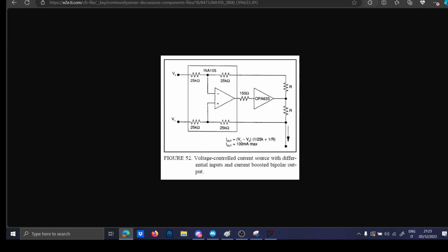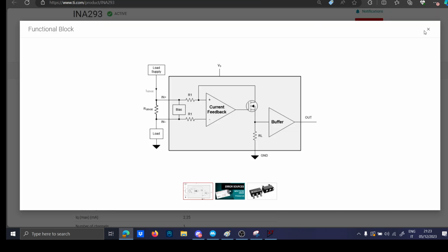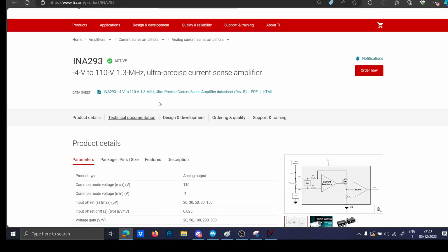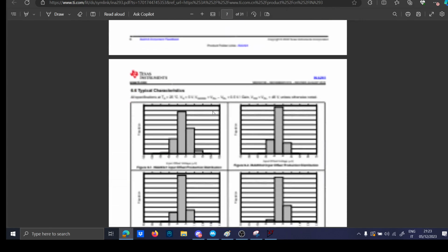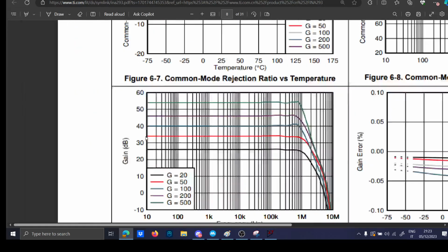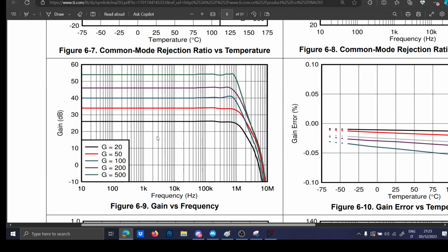Now, if you open the datasheet of the INA, which I already did for you, and you look at the gain, you will see exactly as I told you. This is the reason why you don't lose the bandwidth as you increase the gain. As you can see, it is basically constant to 1 megahertz. It is basically constant to at least 1 megahertz for each gain.